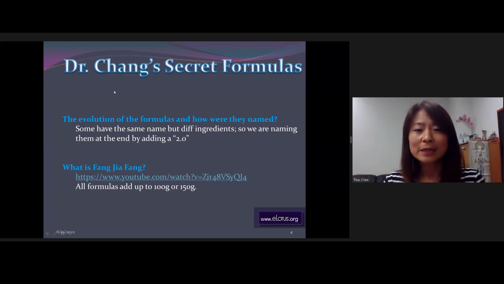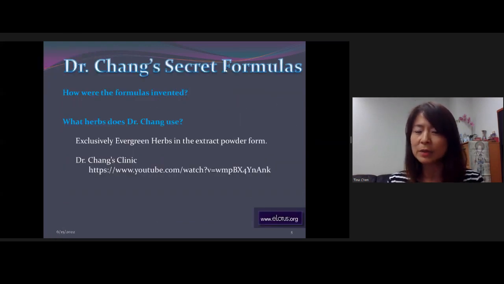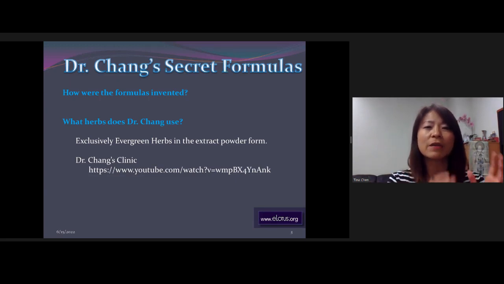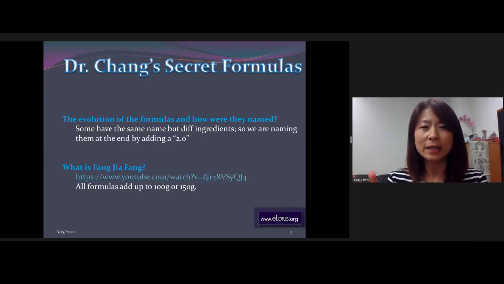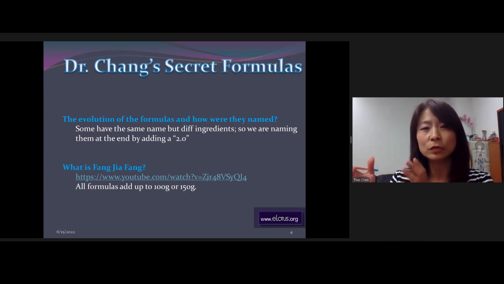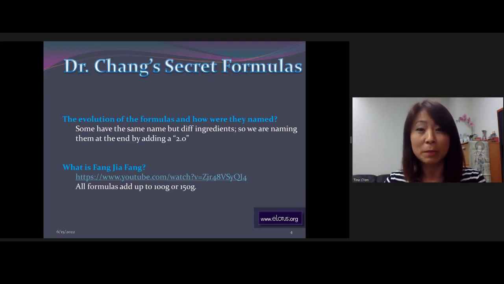Okay? So the next question is, what is Fang Jia Fang? People will ask that question all the time if you are not familiar with using extract powder. Fang Jia Fang pretty much is the idea of adding formula plus formula. It's kind of like the idea of Ba Zhen Tang, right? Ba Zhen Tang is the combination of Si Jun Zi Tang and Si Wu Tang. In Dr. Chang's clinic, he uses a lot of different formulas and combines them to yield his secret formulas. This way is a lot simpler, because if you combine three or four formulas, you most likely will be dealing with 20 to 40 herbs. That's a lot of single herbs to open if you want to mix it from single herbs.